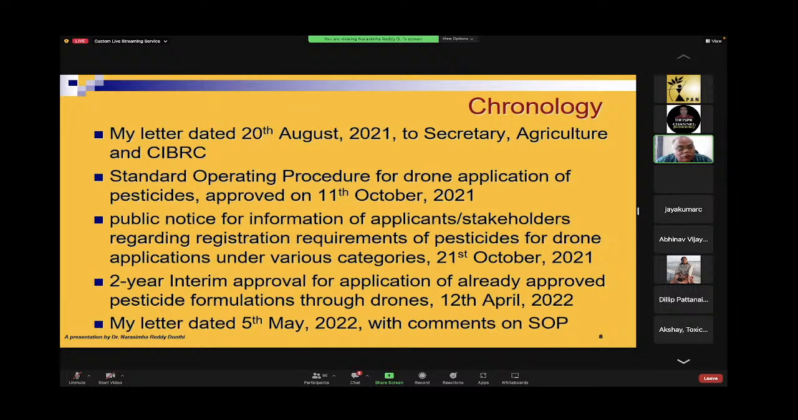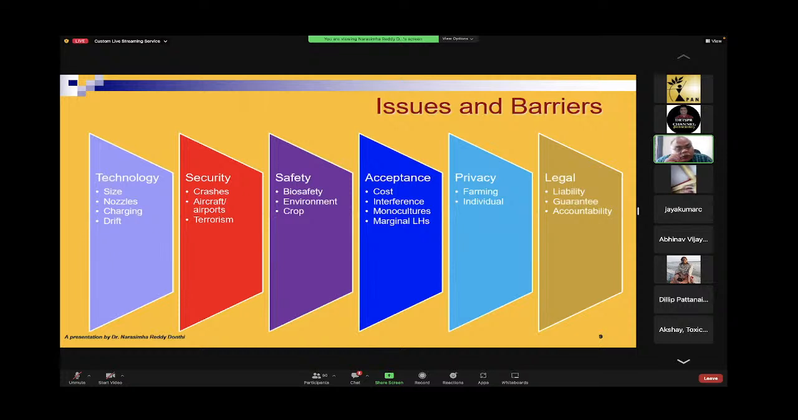the lacunae and weaknesses in the SOP. In fact, how they are trying to circumvent the law which says there is a ban on aerial spraying in India. So the issues, what we have to look at is, one is of course technology. Now technology, type of drone is very, very important. Size of drone is important.